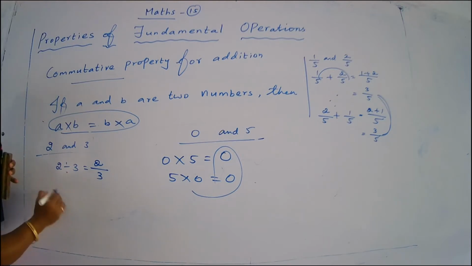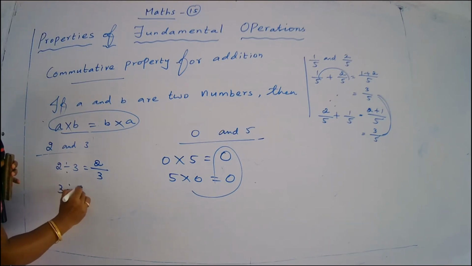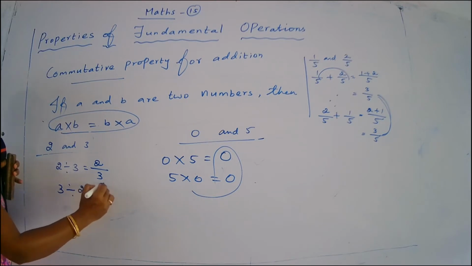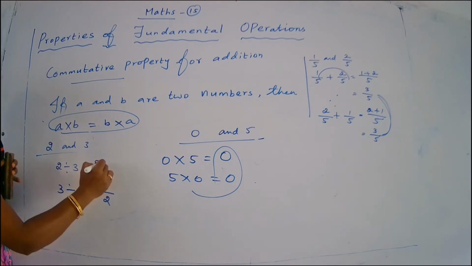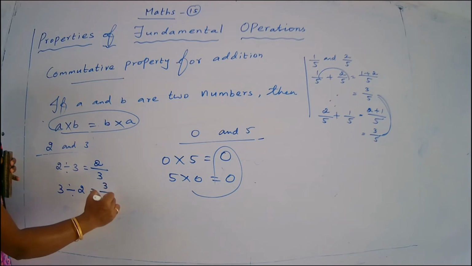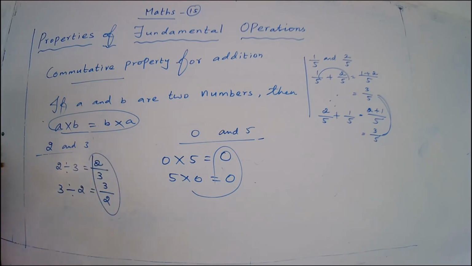Now you change the order. That means 3 divided by 2. It can be written as 3 upon 2. First answer is 2 upon 3 and second is 3 upon 2. These two answers are different. Okay, children. So in division, the order of the numbers is important. So the commutative property is not true for division of numbers. Okay children, are you clear?